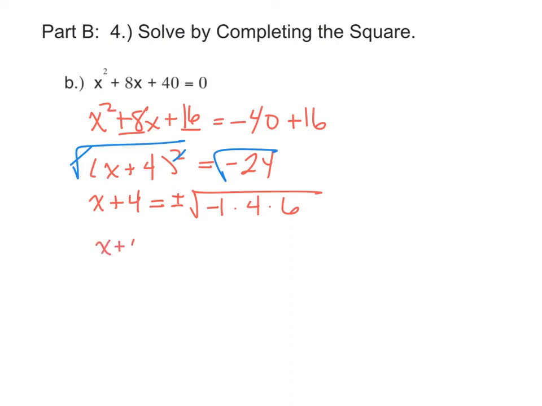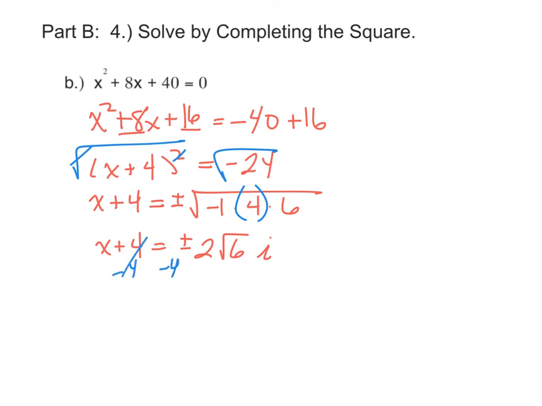So x plus 4 can be rewritten as plus or minus. The square root of 4 part is going to come out as a 2. The square root of negative 1 is going to come out as an i, and that square root of 6 is going to stay square root of 6. Now we just finish it up by subtracting 4 from both sides.